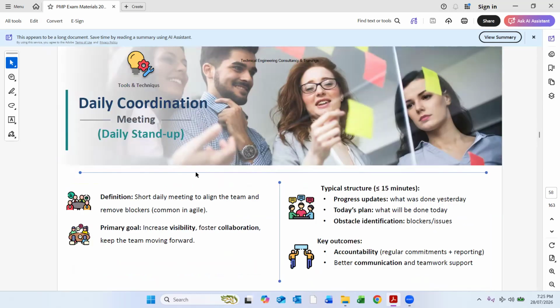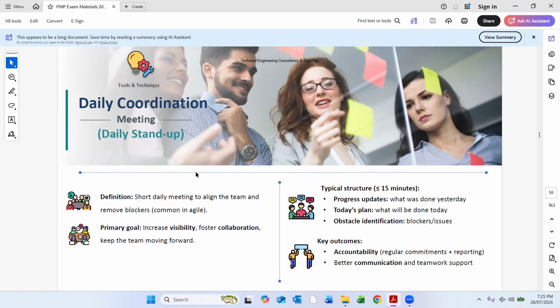Daily coordination, a daily meeting should be there. There is a daily meeting, there are weekly meetings. Short daily meetings are also required to align the team and remove blockers, common in agile. In agile there are blockers, so they remove the blockers in these short meetings. The primary goal is to increase visibility, foster collaboration, and keep the team moving forward. The typical structure is less than 15 minutes for the daily meetings, where progress updates are taken, what the plan is for today, and what the obstacles or issues are that are discussed in the daily stand-up meeting. It's called a stand-up meeting.